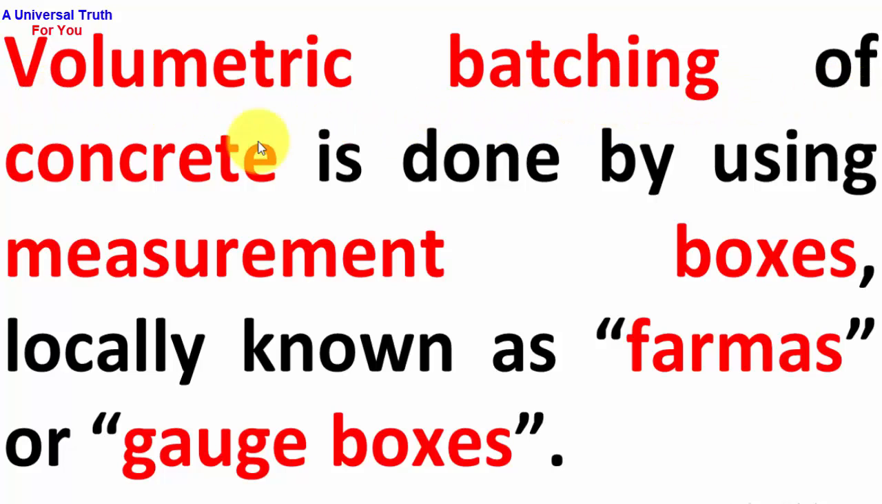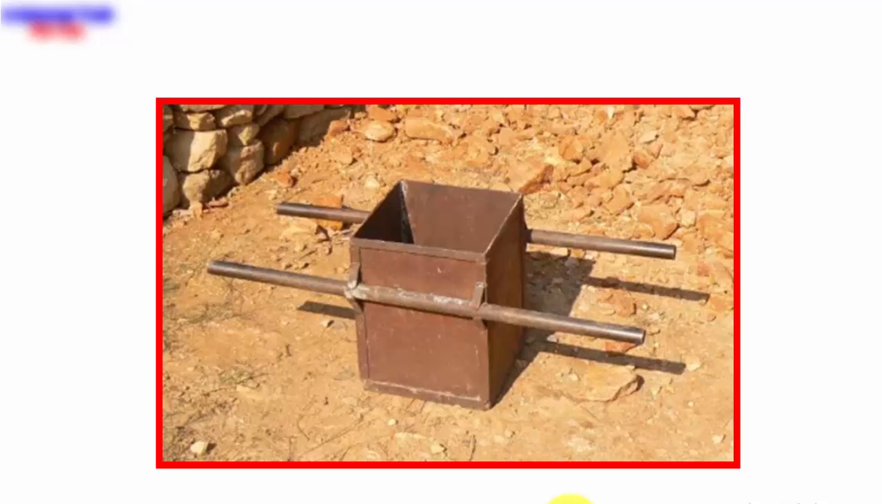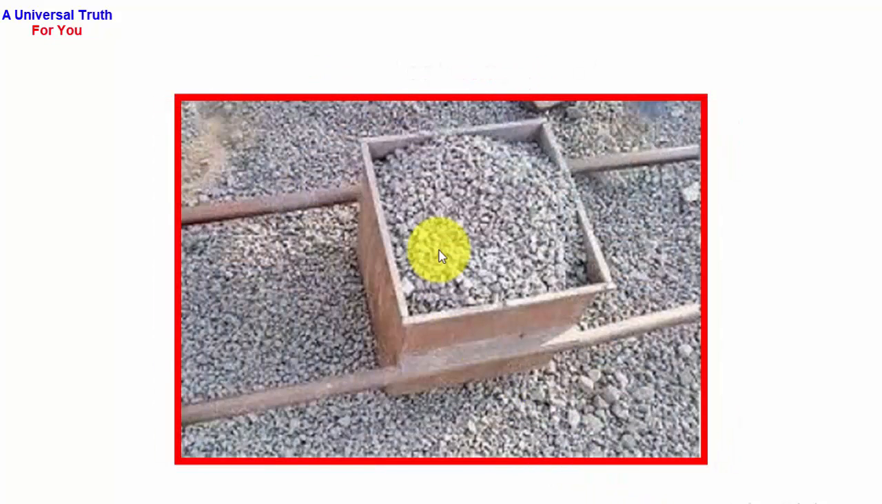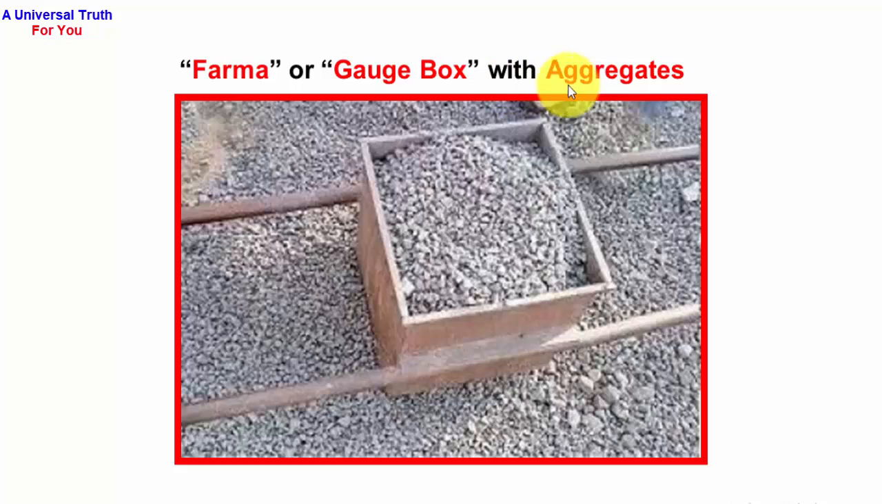Volumetric batching of concrete is done by using a measurement box, locally known as farmas or gauge boxes. This is the picture of a farma or gauge box. It's a hollow pit. This is the picture of a farma or gauge box with aggregates in it.